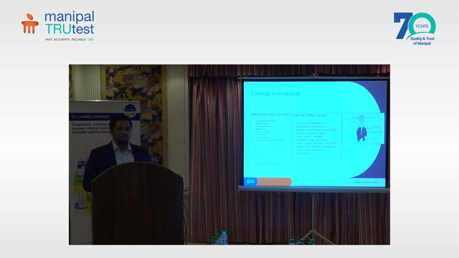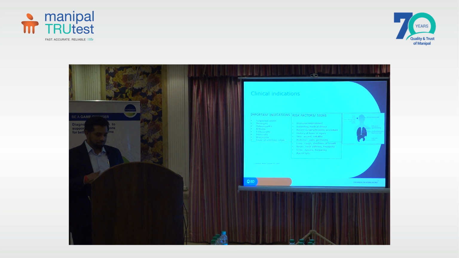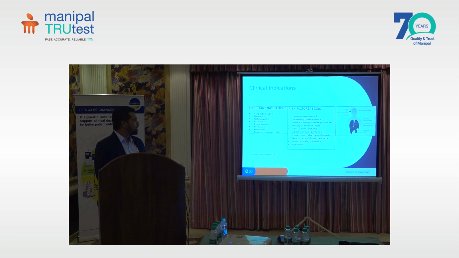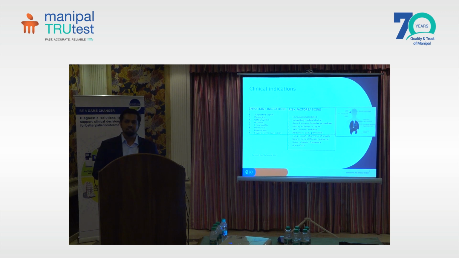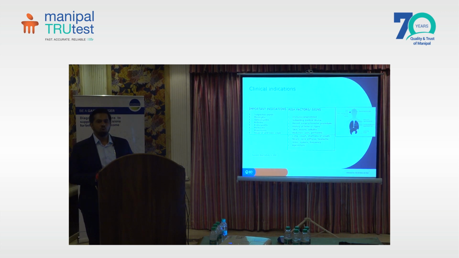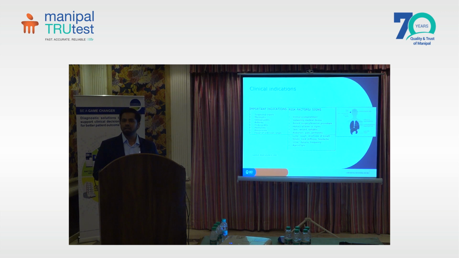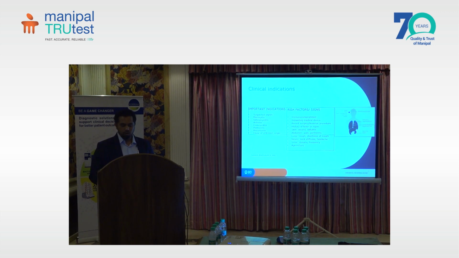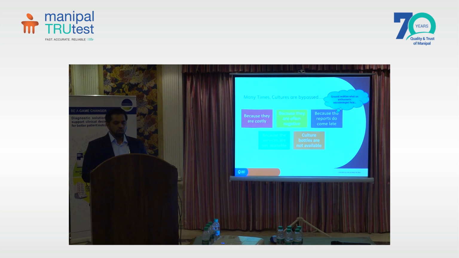So as I said, mostly the clinical indication is suspected sepsis, in which the blood culture is indicated. Then other indications are endocarditis, in which there is continuous bacteremia. According to the major criteria, Duke's criteria, blood culture is an essential investigation. And also in typhoid fever, the culture becomes important. I don't want to take you too deep into this.